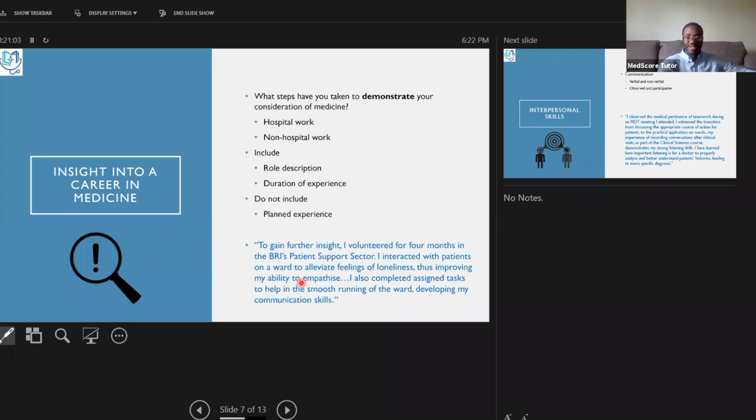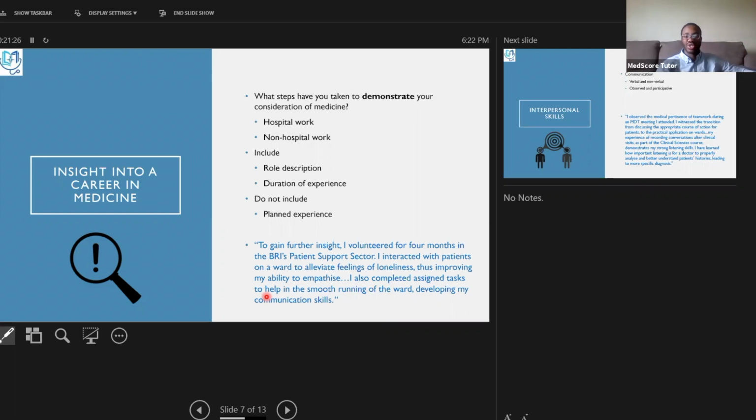And then again, I talked about being able to coordinate tasks, running errands for the wards, helping people, communicating with people, and that helped with my communication skills. So again, you can see that breakdown of experience, what I've learned from it, and how it's going to benefit me to be a medical student or doctor.